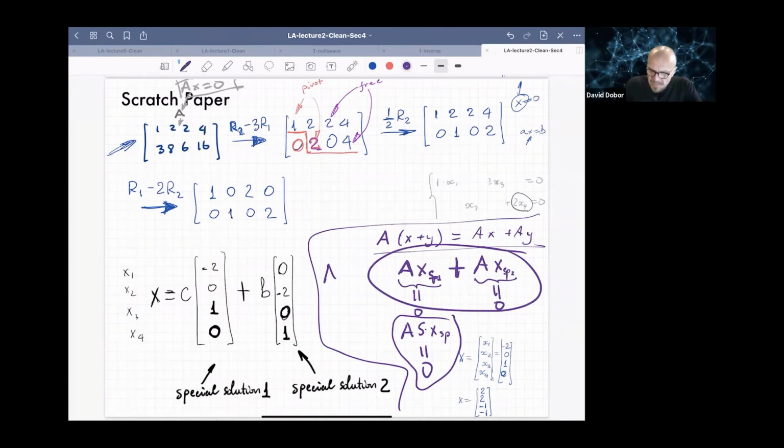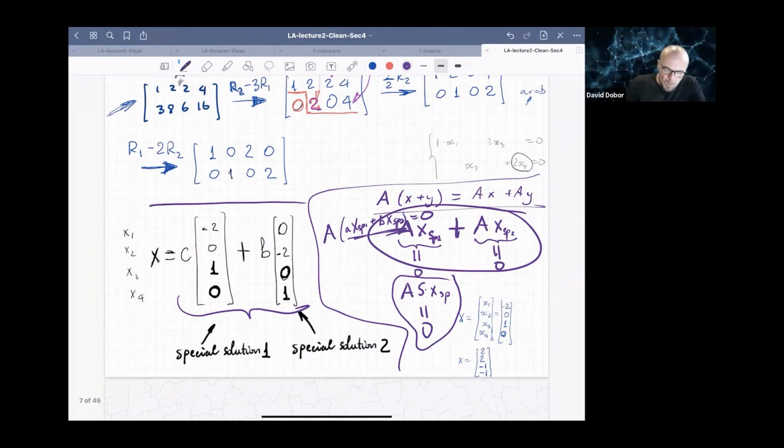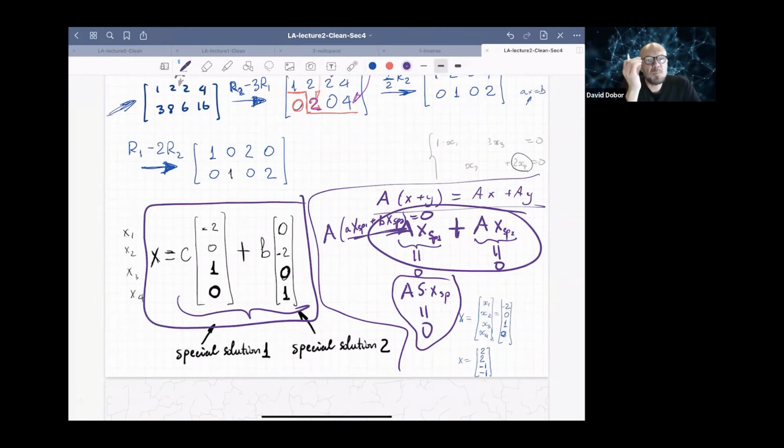So A applied to A times X special 1 plus B times X special 2 is going to be a 0. Some linear combination of the special solutions is going to be transported by A, when A is applied to that sum, to a zero vector. It's going to be squashed into a zero vector. Does that make sense? So this is a way of writing down all solutions to a homogeneous system that has many, many solutions.